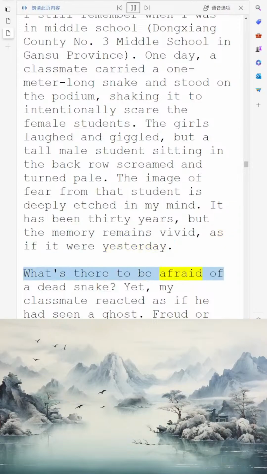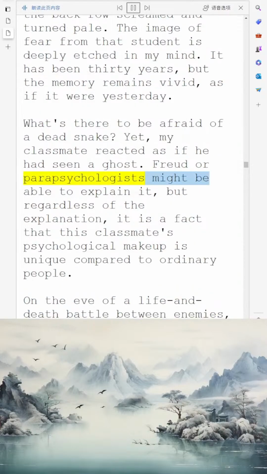What's there to be afraid of in a dead snake? Yet, my classmate reacted as if he had seen a ghost. Freud or parapsychologists might be able to explain it, but regardless of the explanation, it is a fact that this classmate's psychological makeup is unique compared to ordinary people.